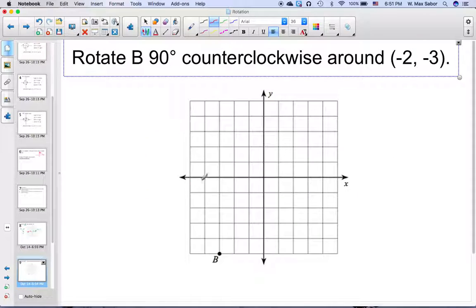If we want to rotate this around negative 2, negative 3, first we have to find where negative 2, negative 3 is. Then we measure from here. Okay, we're going left 1 and down 2. Now, for counterclockwise, that's this way. So counterclockwise tells me that left 1 is turning into down 1. So this left 1 is going to turn into down 1.